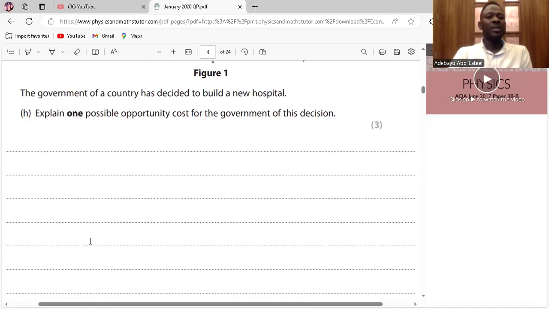So that's about that. Then explain one possible opportunity cost for the government of this decision. The government of a country has decided to build a new hospital. So first, what is opportunity cost? Opportunity cost is the loss of the next best alternative forgone. That means the cost of the next best alternative forgone is the opportunity cost. And when government chooses to build a new hospital, it might mean that government won't be able to finance infrastructure, or won't be able to finance education. So what government will not be able to do as a result of that is the opportunity cost. Is it clear? Yes. So we'll move on.